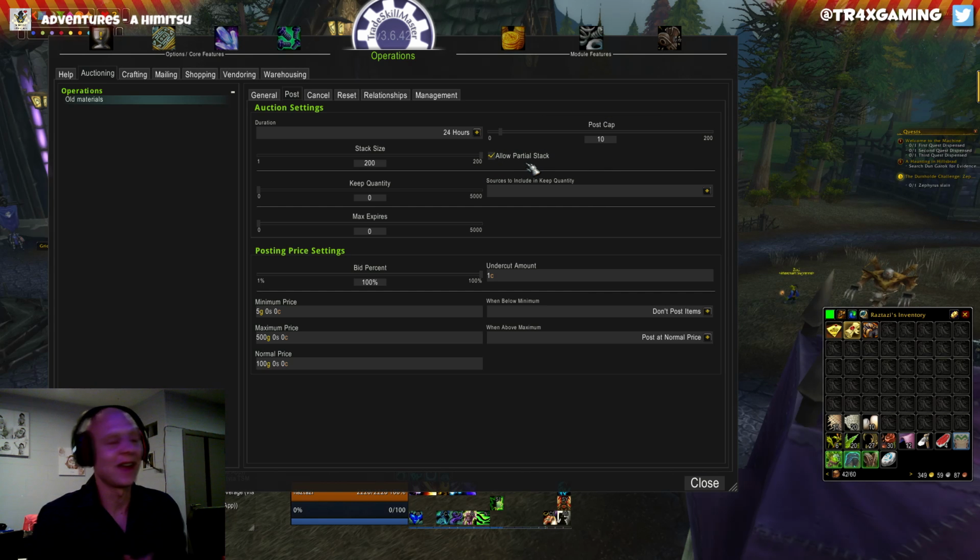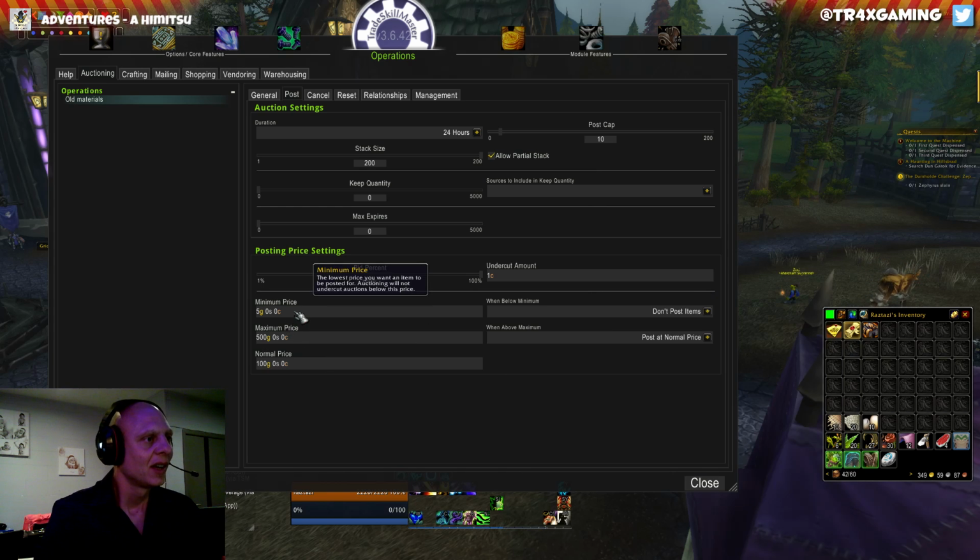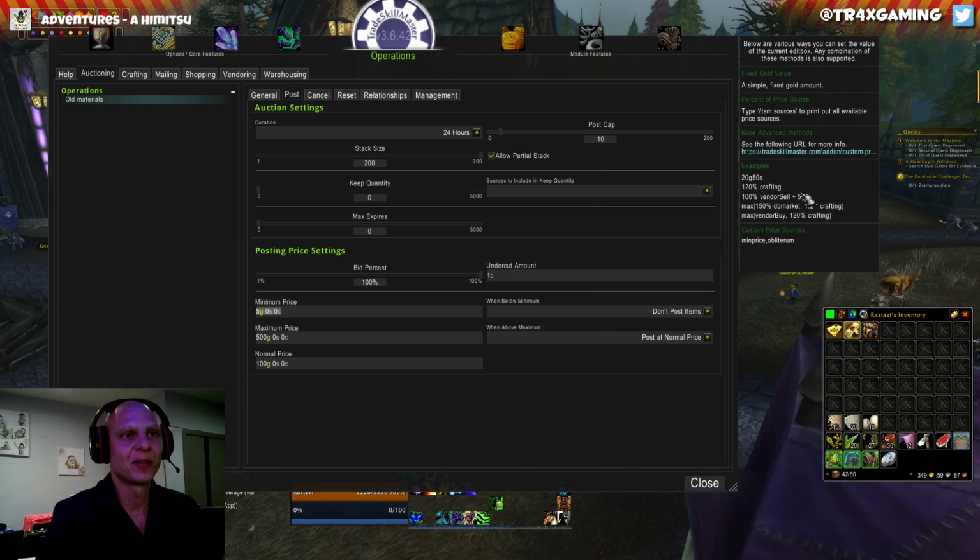Let's say you only have 100 Brian Torn once you are past level 30 or something, and you leave the zone, you're never to come back again. If you put the stack size on 200, it's not going to list it on the auction house. So we're going to see the minimum price.